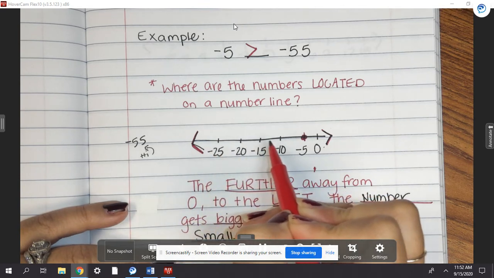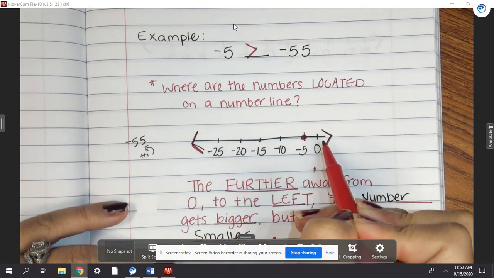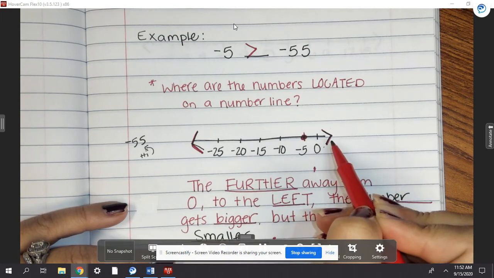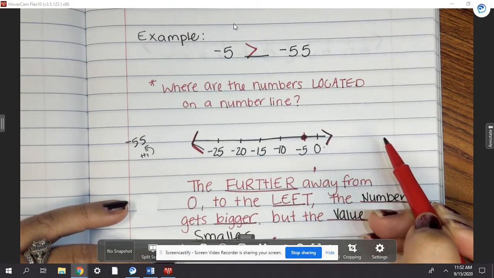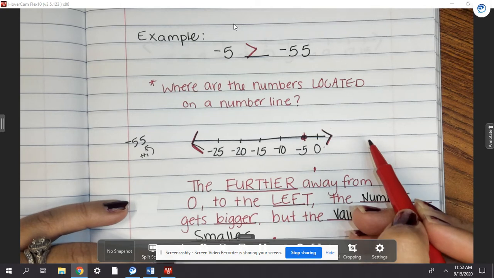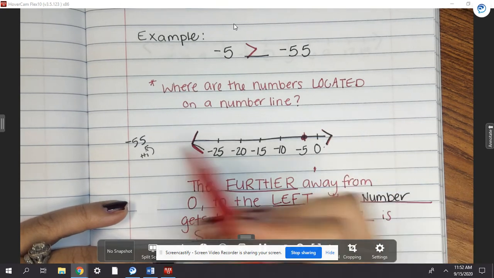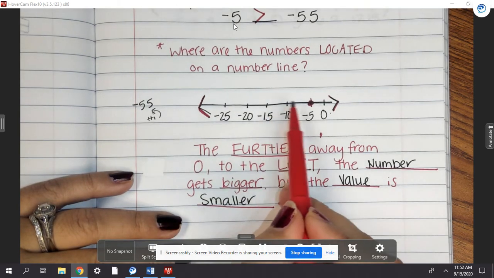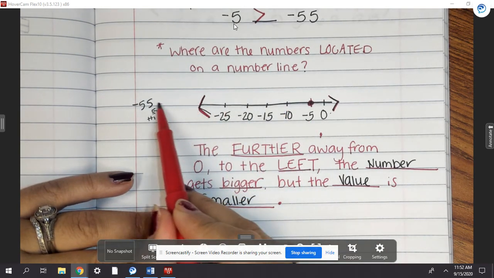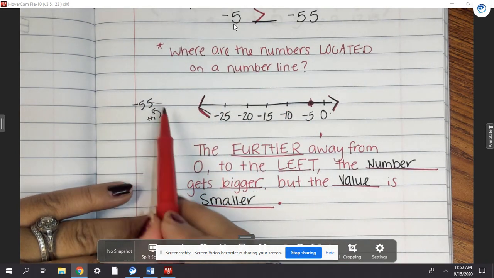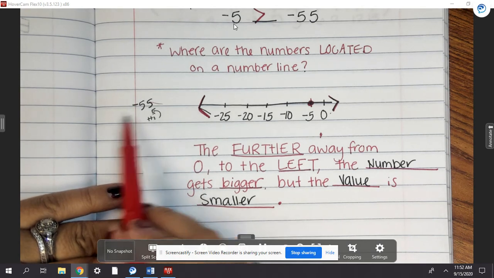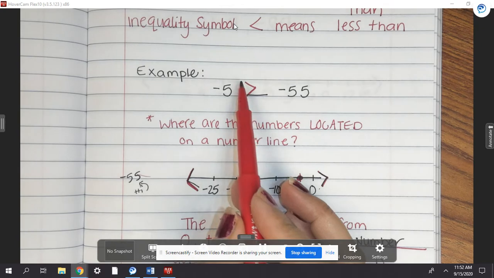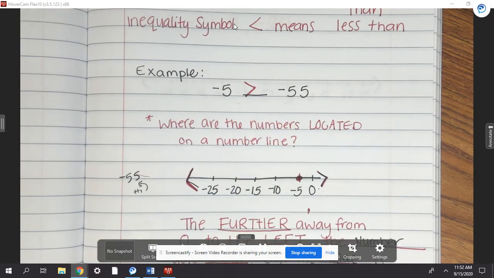Then when I go to the right, the closer to 0 I get, that number's starting to get a little bit bigger, right? And once I get to positive integers, it's easier for me to tell that a number that is positive is going to be greater than a number that is negative. So remember that the further away from 0 you go towards the left, that number is going to look bigger, but that value is actually smaller. So -5 is actually greater than -55.